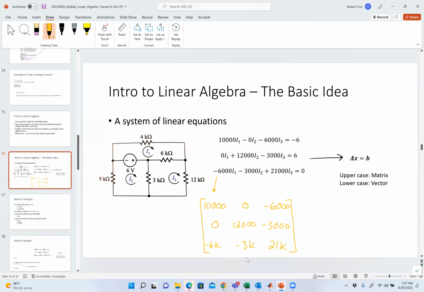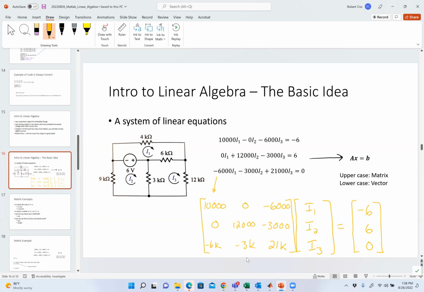I'm going to write that as K, right? Now, what does that get multiplied by? It'd be multiplied by a column vector. That column vector is I1, I2, I3, and then I set it equal to a column vector, which would be negative 6, 6, 0.